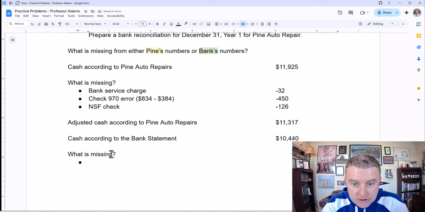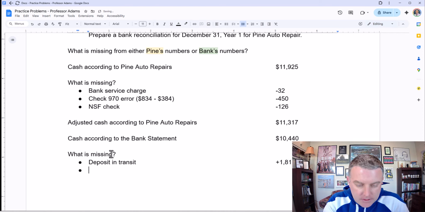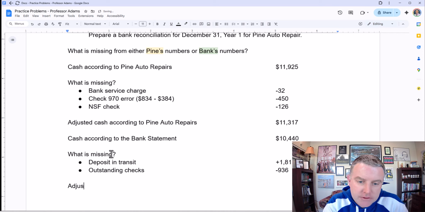So let's adjust for those. So the outstanding checks, or let's do deposit in transit first. Deposit in transit. This will increase the amount that the bank has. The bank is missing a positive amount. So we're going to add $1,813. And then we also have the outstanding checks for $936 that we have to reduce the bank balance by. And then we're good to go. We can calculate our adjusted cash according to the bank statement.